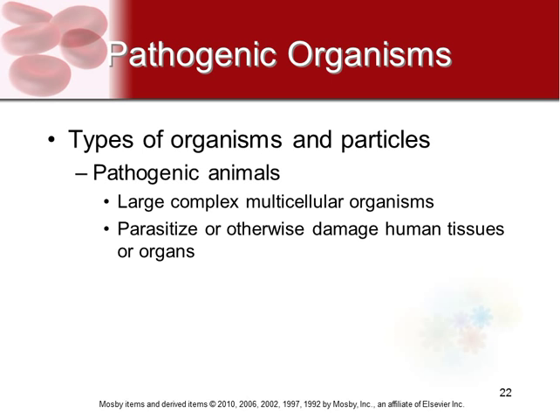And then finally we have large, complex, multicellular organisms, which are pathogenic animals. So these are like bigger things that can damage your human tissue. So that would be like internal parasites, like strongyles or heartworms. If anybody has a pet, you know how you treat your pets for heartworms. So those are like very large creatures that can actually damage your tissue.